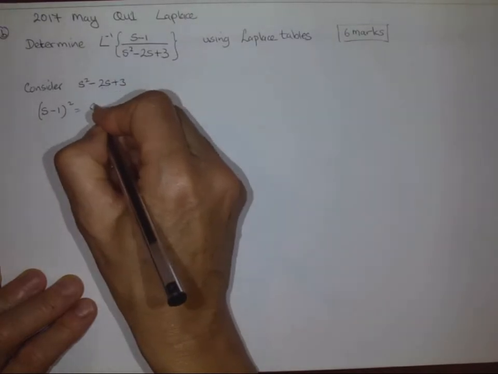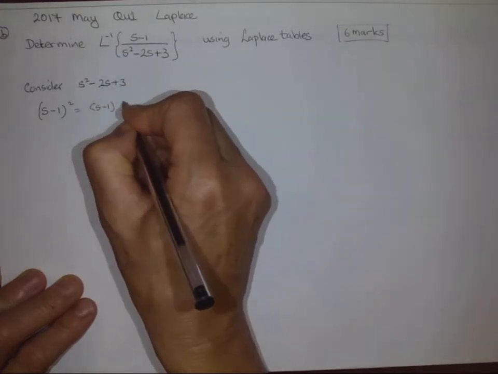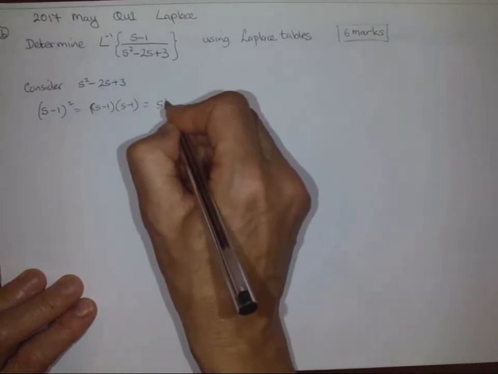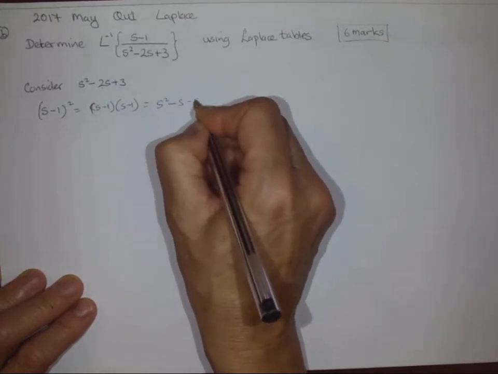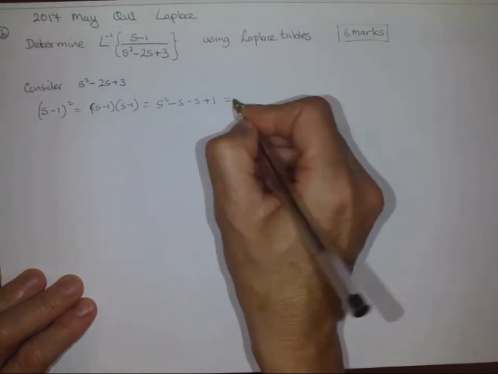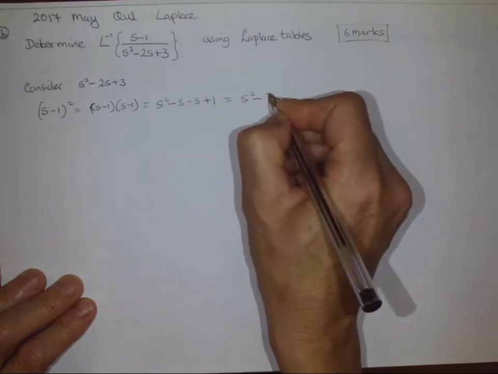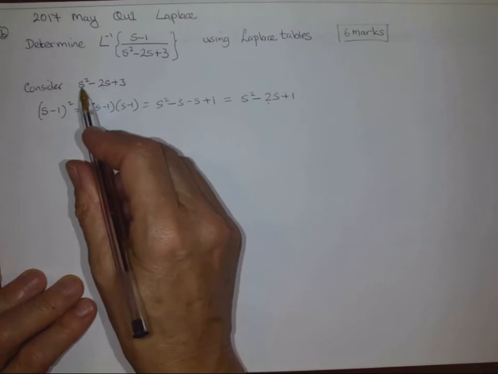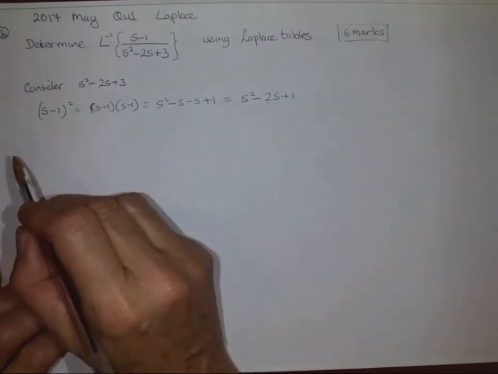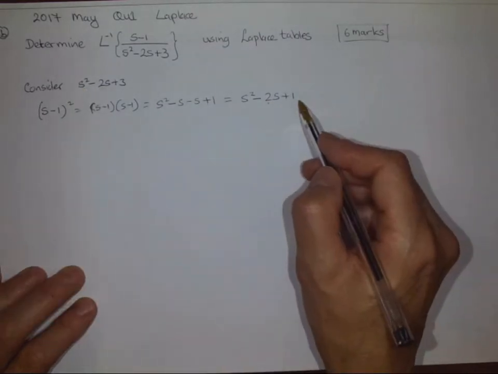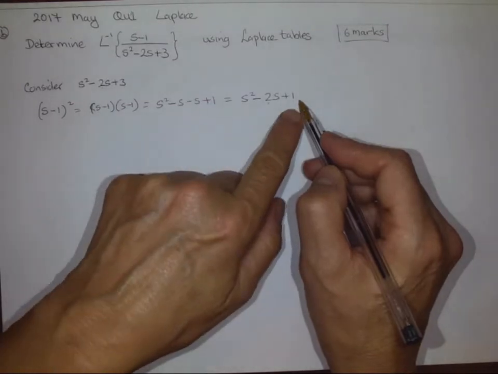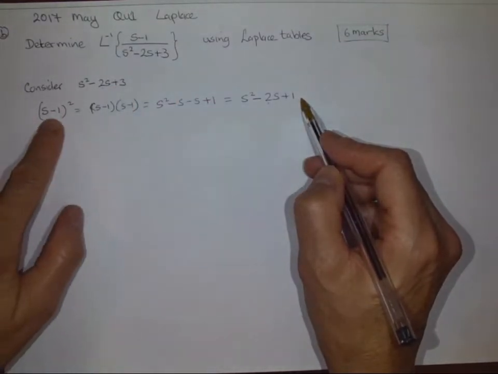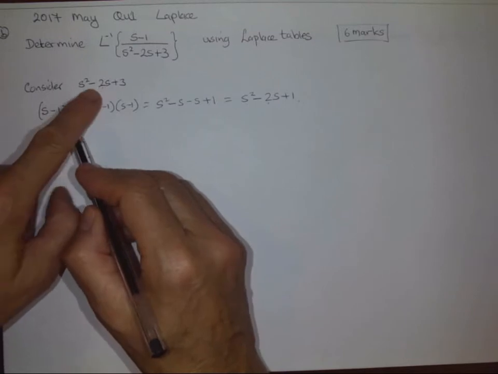And that becomes s minus 1 times s minus 1, which is s squared minus s plus 1, which tallies to s squared minus 2s plus 1. So see, we still have an s squared term and the minus 2s. The only difference here is the number. If we were to add 2 more onto this, it would be the same as that.